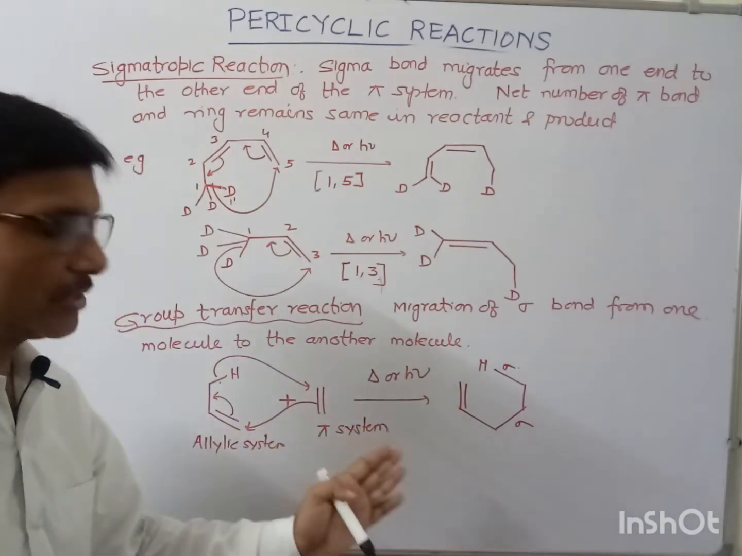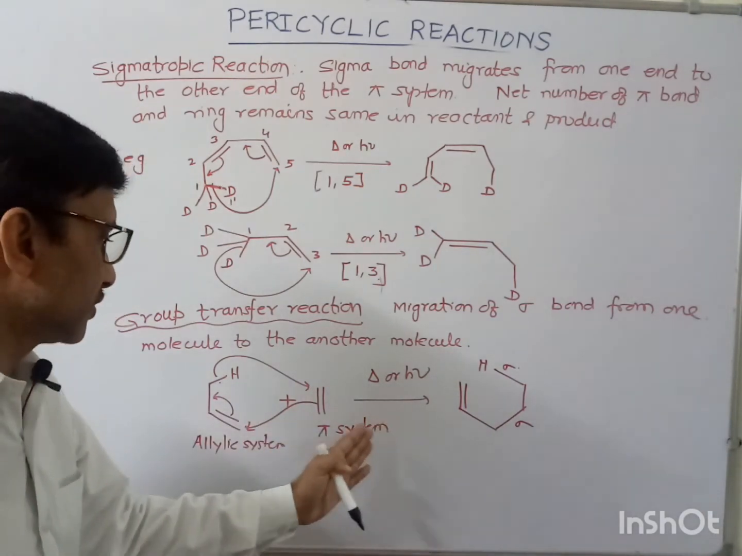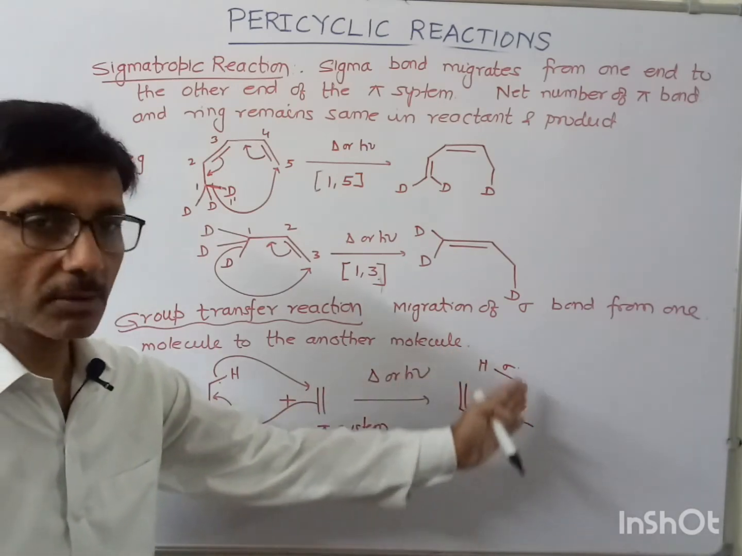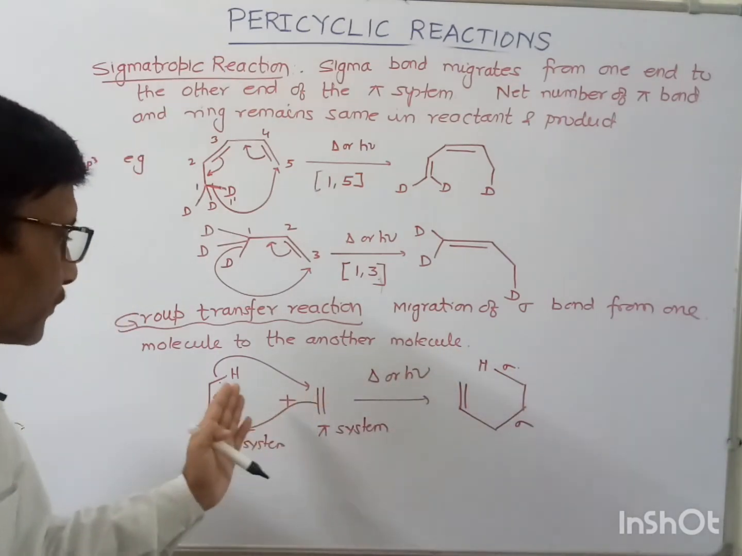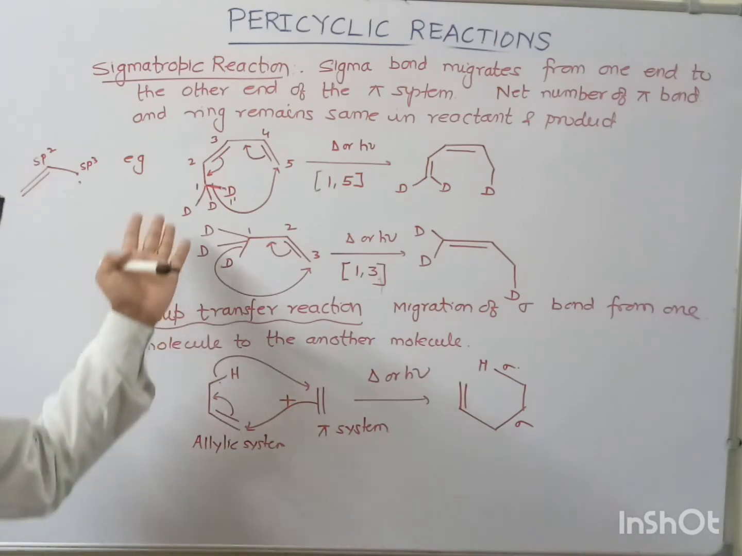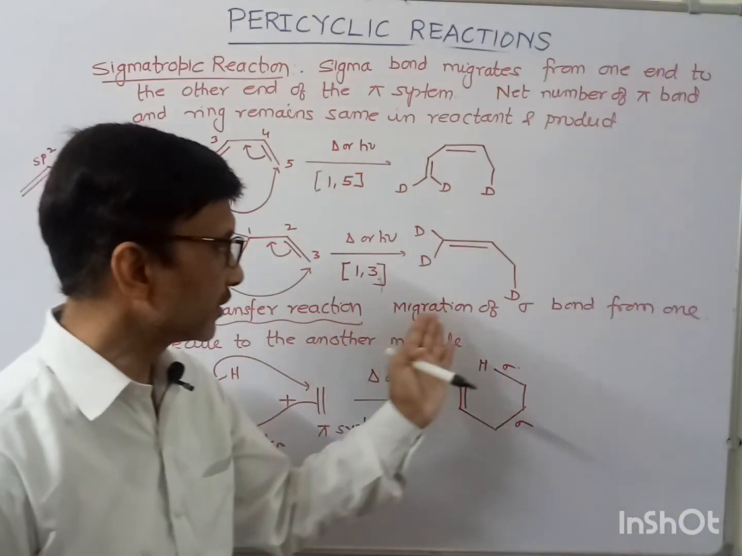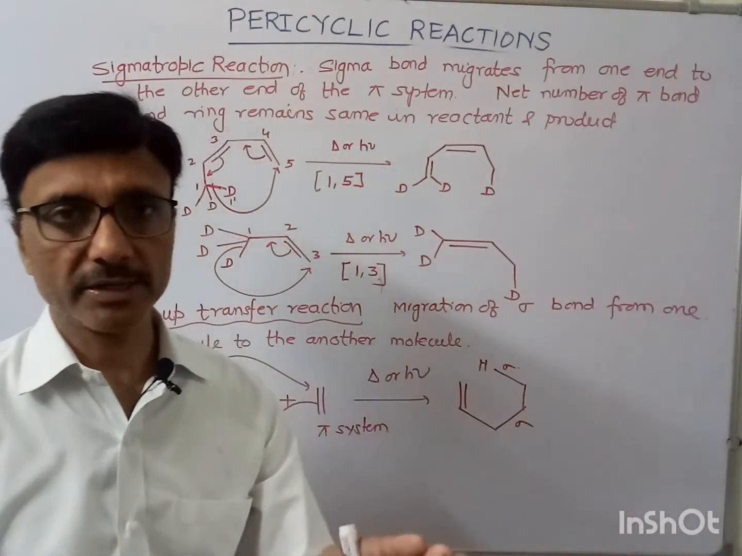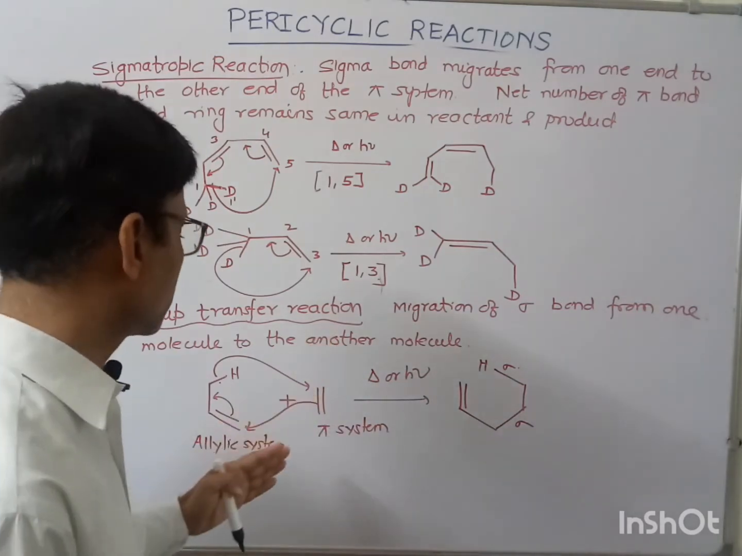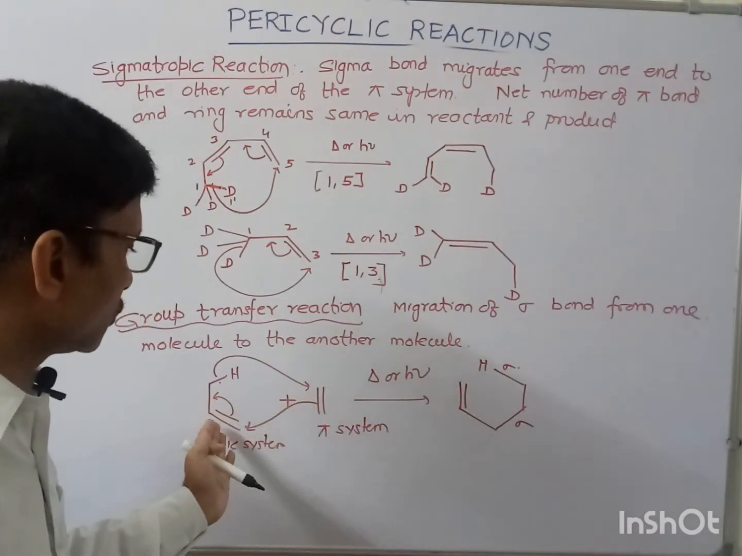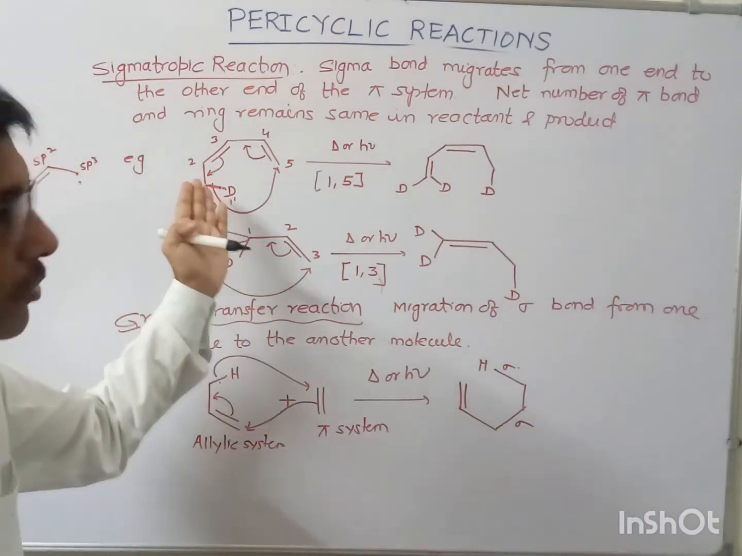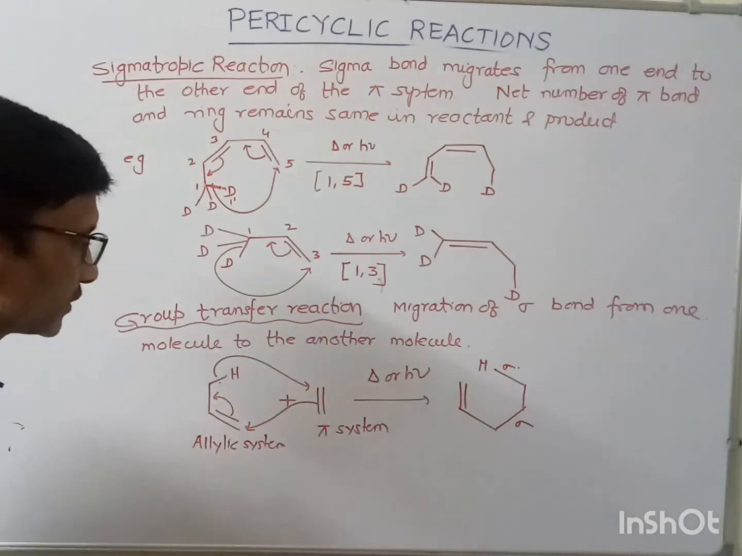So this is somewhat similar to the cycloaddition reaction, where two new sigma bonds are formed, and it is also similar to the sigmatropic reaction where the sigma bond migrates. Okay, the sigma bond migrates, but here only two molecules are present. Here, one molecule is present in the reactant system.